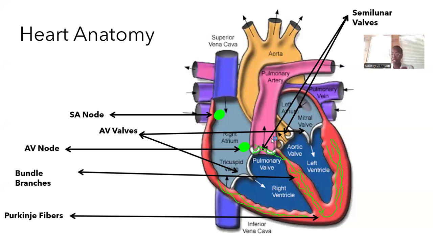There's a brief delay of the electrical signal to allow time for the blood to go into the ventricles. And I say time, but it's still instantaneous. Just keep that in mind. So from the AV node, this signal travels through the left and right bundle branches and then down to the Purkinje fibers.